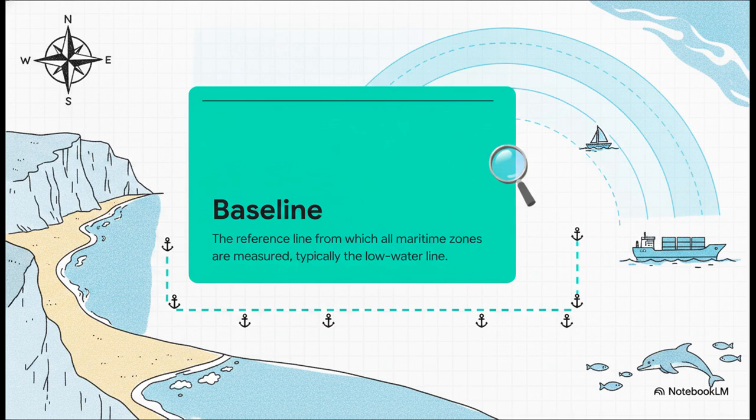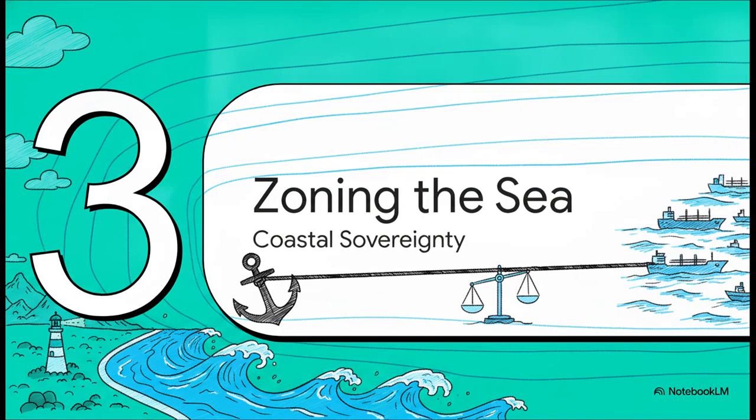From this exact point on the shore, a country's control is going to steadily diminish the further out to sea we travel. Sure, there are exceptions, like drawing straight baselines across deeply indented coasts or river mouths, but this line is basically the starting pistol for every single maritime claim we're about to explore. Section 3. Zoning the sea, the tug of war, coastal sovereignty versus international freedom.